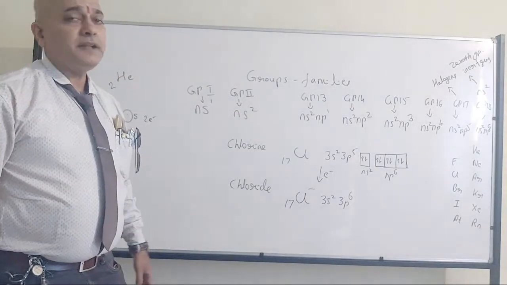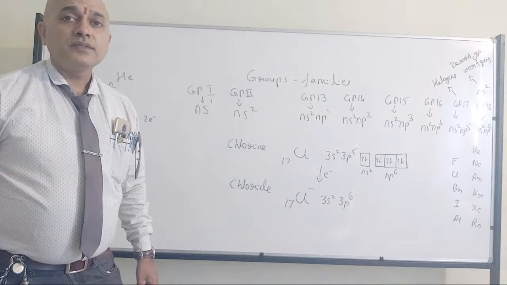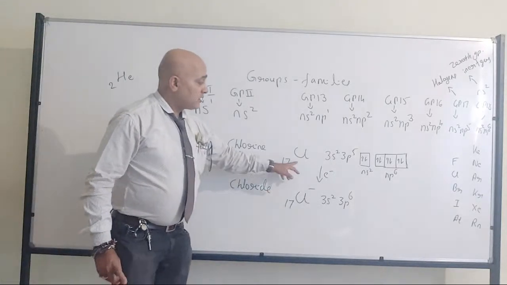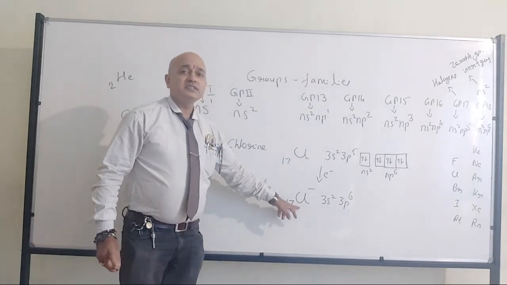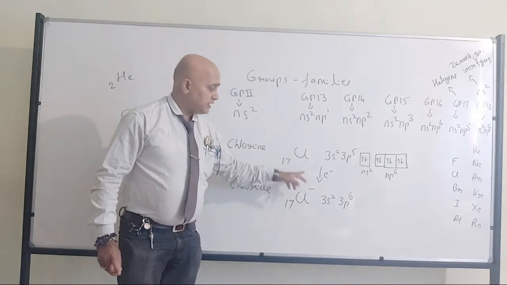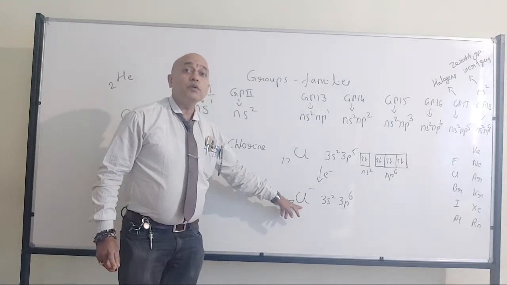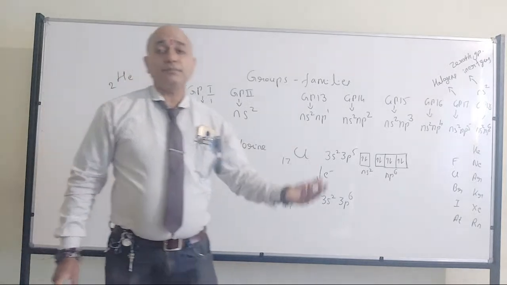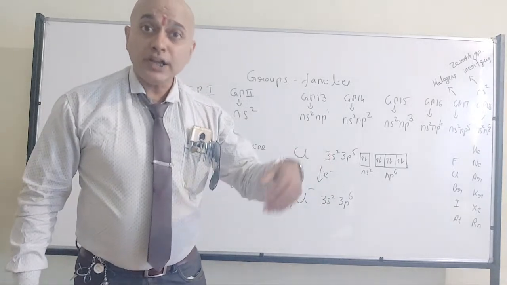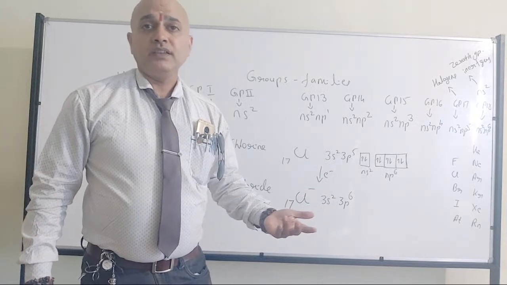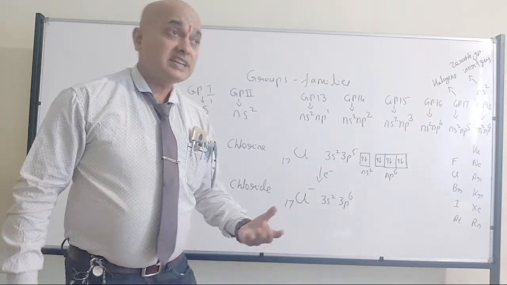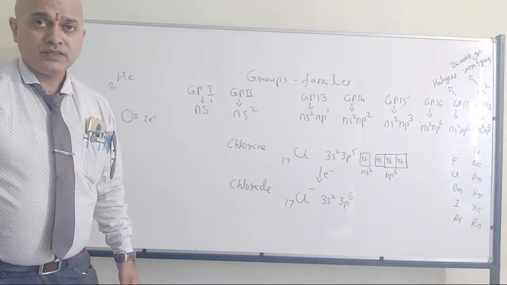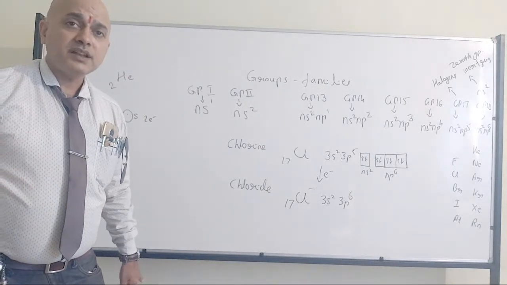That's group 17, the halogens. Therefore in nature, compared to chlorine, chloride is more stable. Compared to bromine, bromide is more stable. Compared to iodine, iodide is more stable. All of you have understood? That's the attainment of stability. Fine? Am I clear?